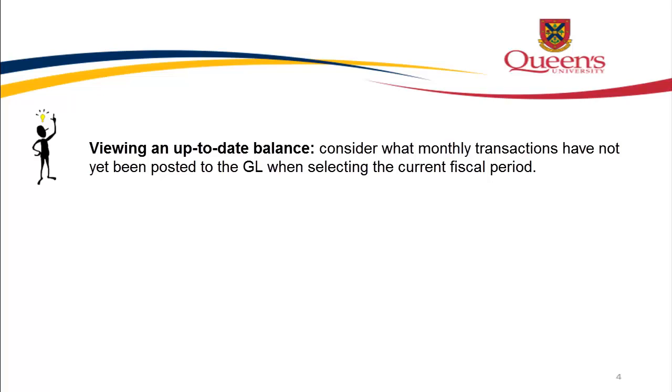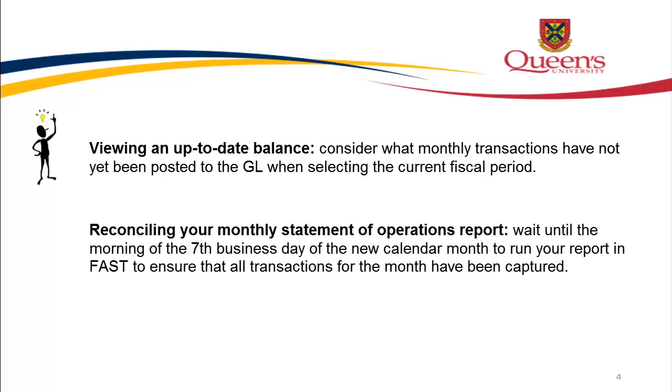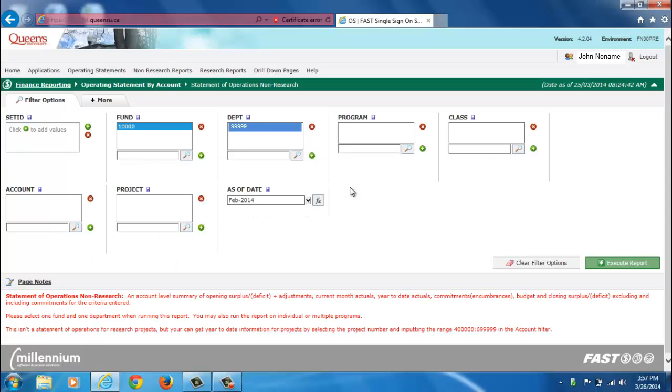If you are running the report for the purpose of reconciling your monthly Statement of Operations report, it is important to note that month-end will not officially close off until the 5th business day of the new calendar month. Since FAST requires an overnight refresh, and Financial Services is often conducting a final edit process on the 6th business day, you will need to wait until the morning of the 7th business day to run your report to ensure all transactions for the month have been captured. Once you have selected the applicable criteria, click on the Execute Report button to run the report.